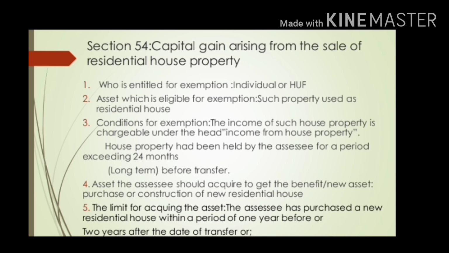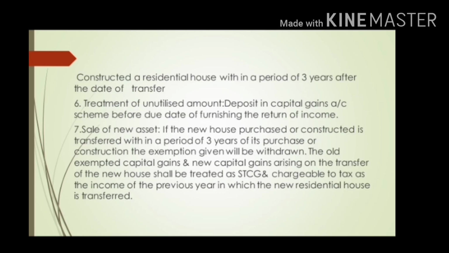And the asset the assessee should acquire to get the benefit, the new asset, is the purchase or construction of a new residential house, and the limit for acquiring the asset is that the assessee has purchased a new residential house within a period of 1 year before or 2 years after the date of transfer, or constructed a residential house within a period of 3 years after the date of transfer. And the treatment of unutilized amount: the unutilized amount should be treated as a deposit in the capital gain account scheme.